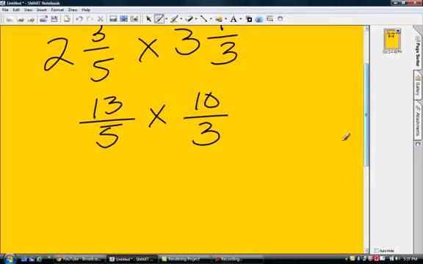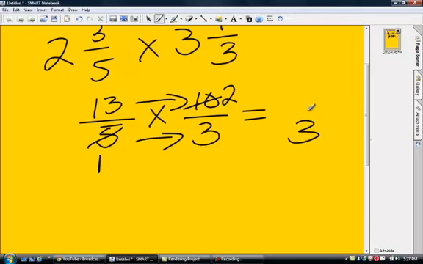Now just like we did in that last one, can we do any cross canceling? Do these share any divisors, 3 and 13? Definitely not. 5 and 10, however, do. 5 goes into 5 once, 5 goes into 10 twice. Now let's multiply horizontally. 1 times 3 is 3, and 13 times 2 is 26.